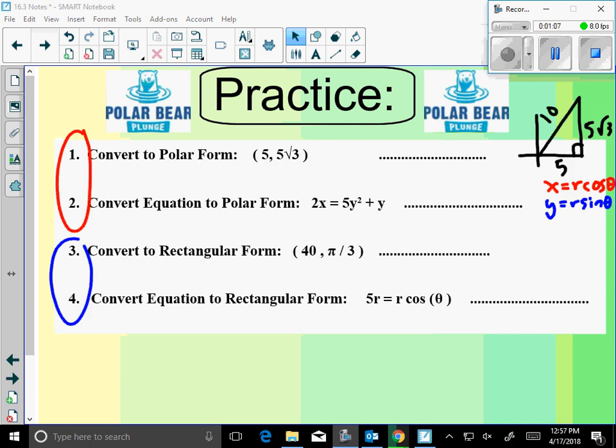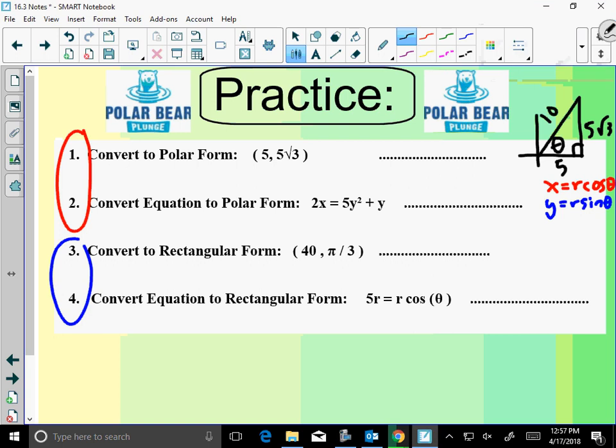I'm going to record number 1 here. I drew a triangle. Here is theta. I used Pythagorean theorem to find the hypotenuse, which is 10. Someone will screw up Pythagorean theorem there. They will. Don't screw it up. Okay, so 5 squared is 25. 5 root 3 squared is 75. I add those together, I get 100, take the square root, I get 10. So r, theta would be 10 comma this angle.